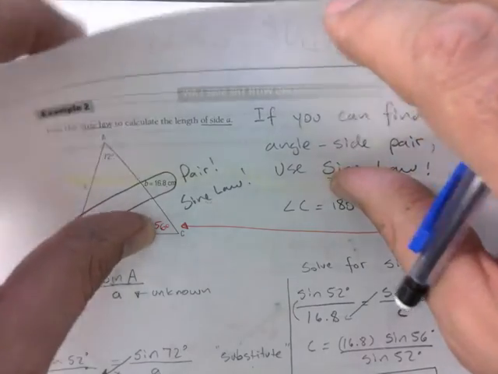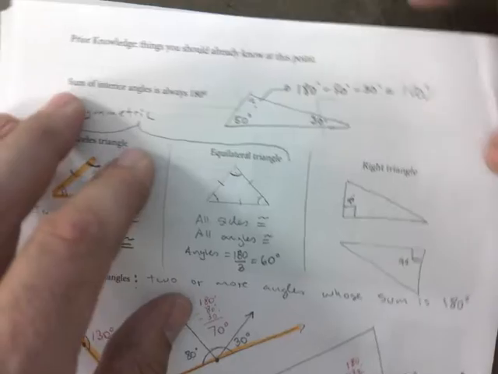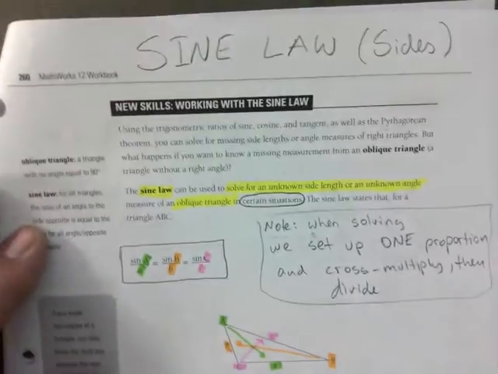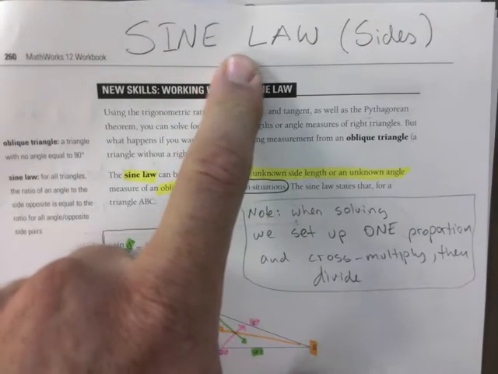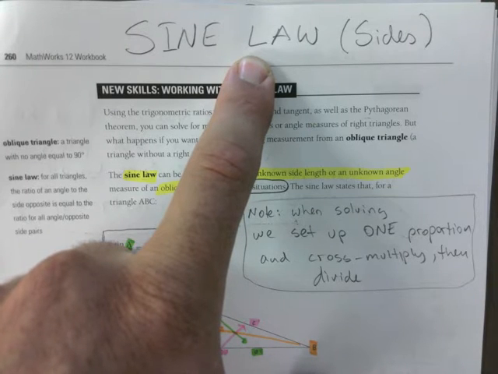What did we learn yesterday again? We started to look at sine law, right? I gave you a bunch of review stuff, like different triangles, but we focused on sine law. And what tells us that we're going to have to use sine law? How do we recognize this is a pair, a known pair?